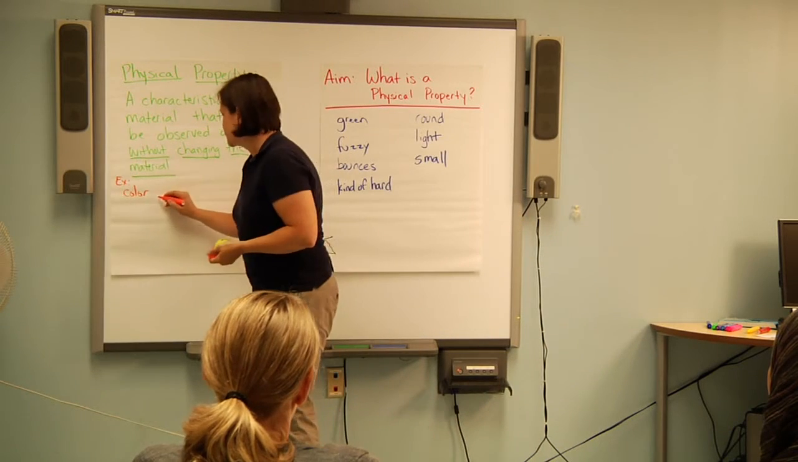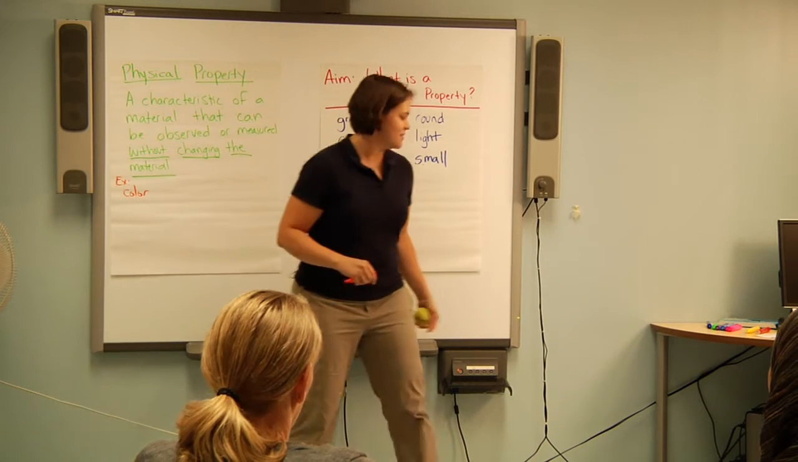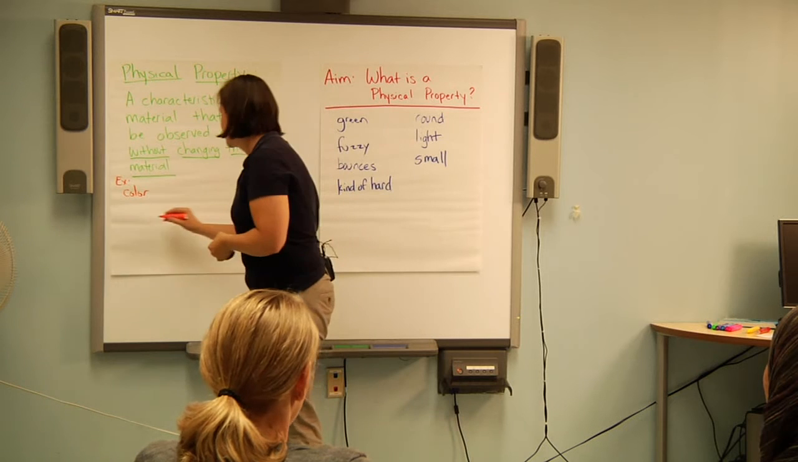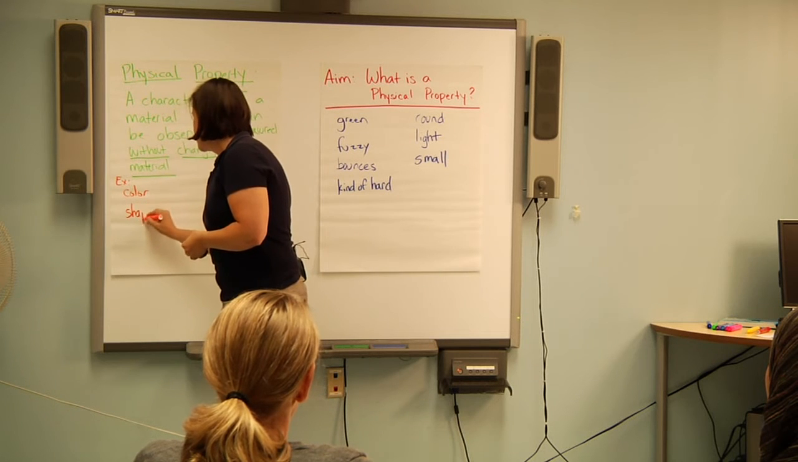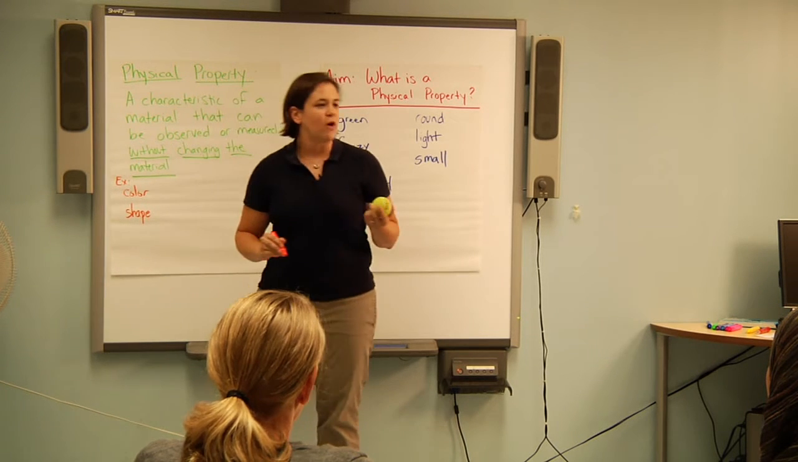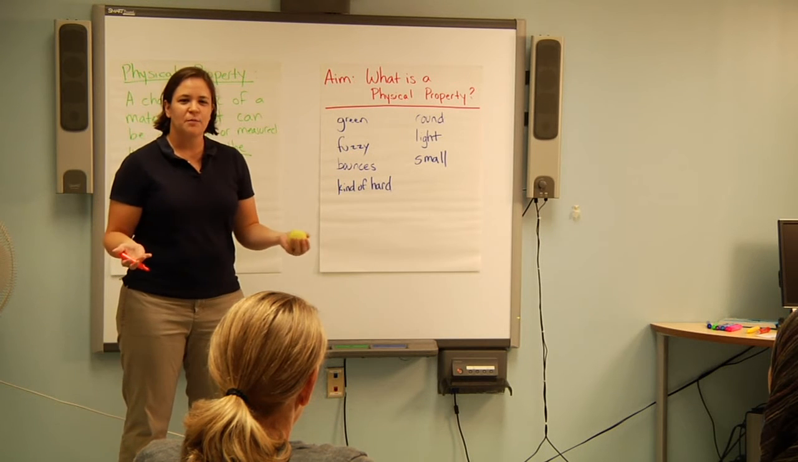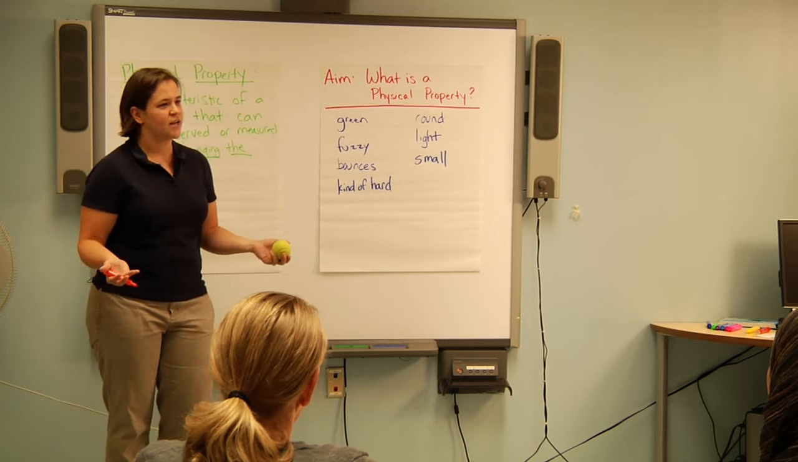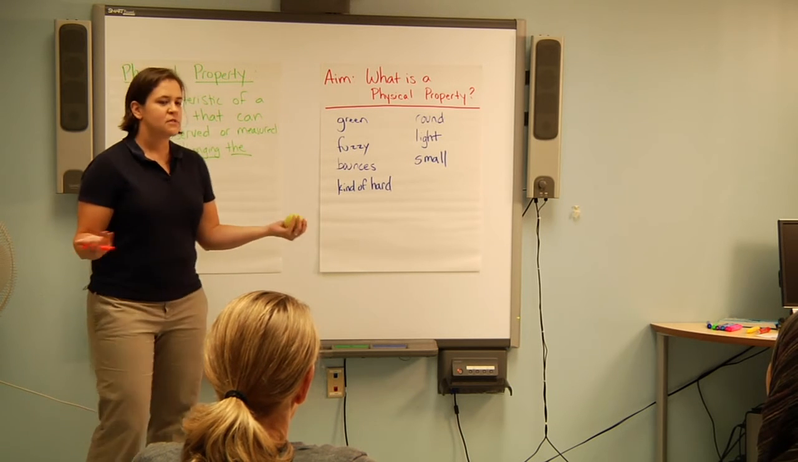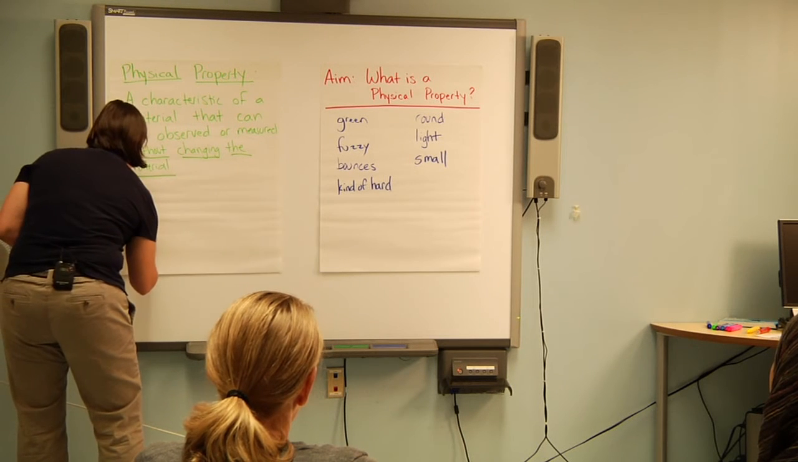It's actually not round. It's spherical, isn't it? Oops, there goes my cap. It's spherical. So the shape of it is part of its physical property. What else do we have here? It's small. What are we talking about when we say that it's small? What category would that be? Size. Absolutely. You guys are getting it.